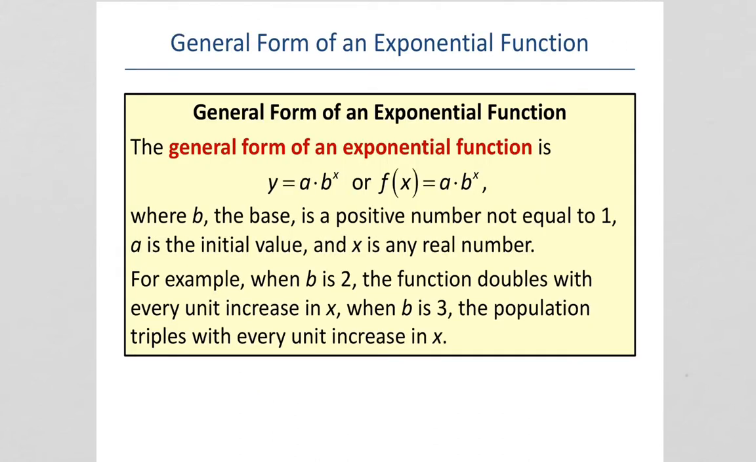The general form of an exponential function is f of x equals a times b to the x. So there could be a number in front that's being multiplied after you've raised your exponent to the x power. Where b is the base, it's a positive number, not equal to 1, and a is the initial value, and x is any real number.